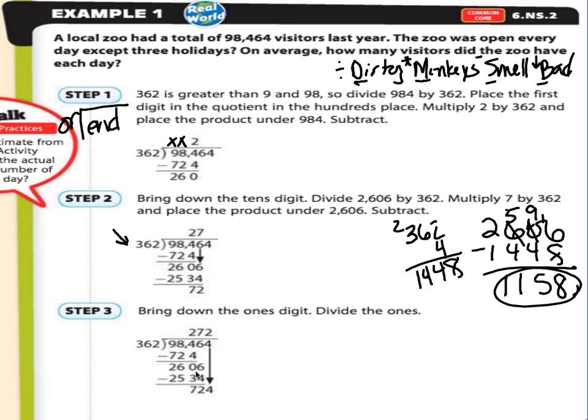No, you do not look at how many times it can go into this number until you bring down the next one. So it's not how many times can it go into 72, it's how many times can it go into 724. Follow your steps. Divide, multiply, subtract, bring down.